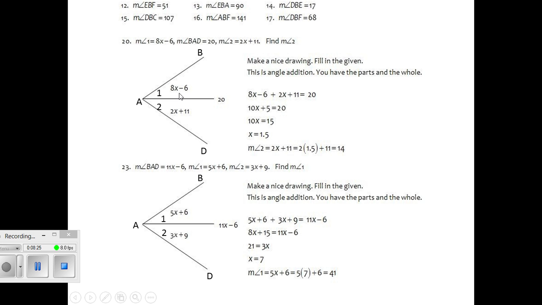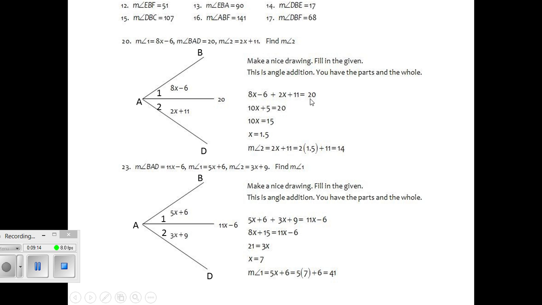Much like we did with the segment addition, we do here with the angle addition, okay? We have this figure. In this figure, angle 1 is 8x minus 6, so I just put that right in there. Angle BAD, that's one bad angle, okay? That bad angle has 20 degrees as its measure. The other angle, angle 2, is 2x plus 11, okay? So from the angle addition, angle 1 plus angle 2 is equal to the one bad angle, that's 8x minus 6 plus 2x plus 11 equals 20.